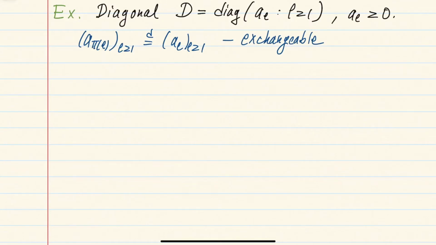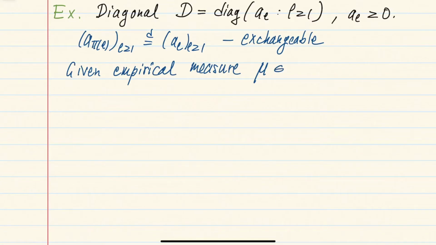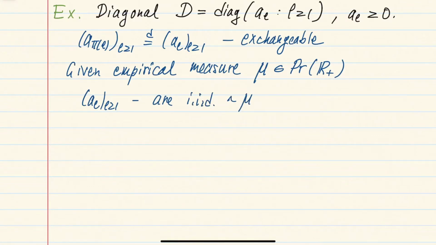And by de Finetti's theorem, we know that such sequences are generated as IID sequences from its empirical measure. Right? So given its empirical measure, which is a random probability measure on the positive half line in this case, because our random variables here are non-negative, our sequence consists of IID random variables from this measure mu. Now, of course, this is maybe the simplest example one can think of. So next, let's consider a less trivial example.